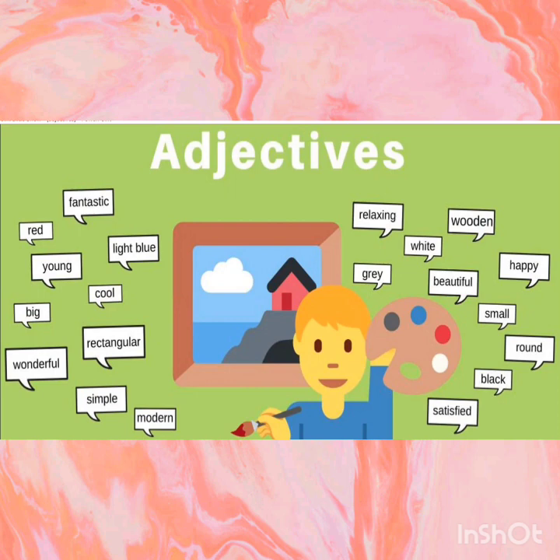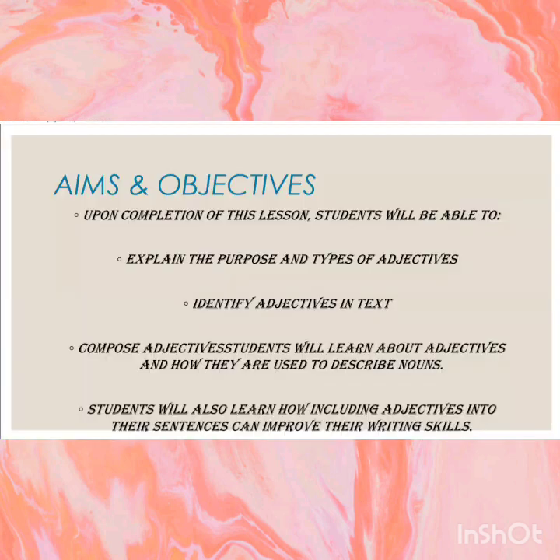Fantastic, red, young, light blue, relaxing, wooden, happy, white, beautiful, gray, small, round, black, rectangular, cool, big, wonderful, simple, modern, and satisfied. What do you think about these words? What do all these words tell us? Yes, these words describe some qualities.